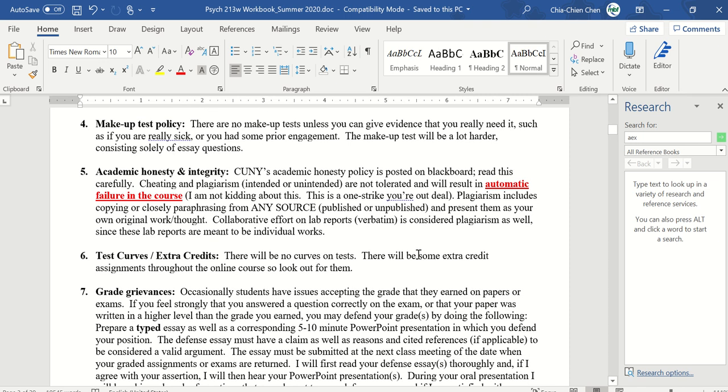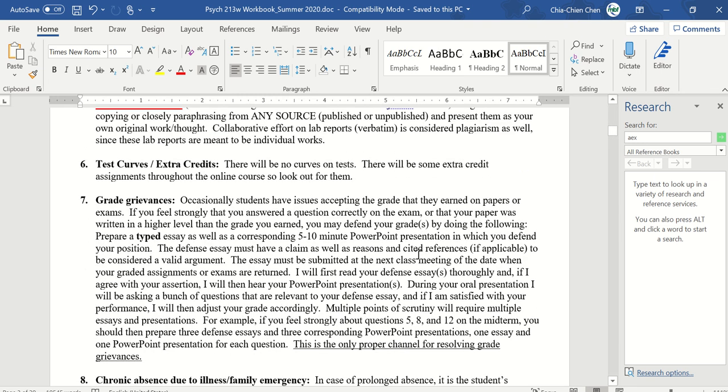Okay, and now the fifth thing I want to talk about is academic honesty and integrity. CUNY's academic honesty policy is posted on Blackboard, so read this carefully. Cheating and plagiarism are not tolerated, and you will fail automatically in this class. In this class, we are going to go through specifically what plagiarism is, and I'm going to give an entire lecture on it. So there is no reason that you should plagiarize in this class.